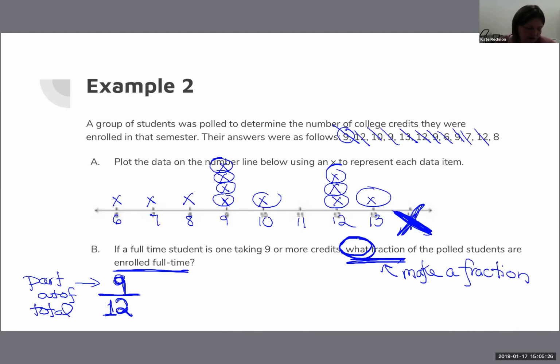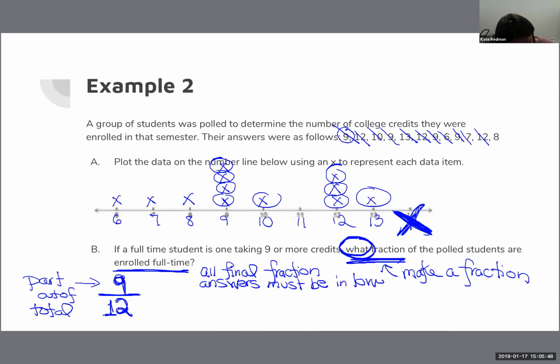Does anybody know what I always must do when I have a fraction answer? All final fraction answers must be reduced to lowest terms. I want you to make sure they're in lowest terms. Now, the good news is, even if you hate fractions, you've never done fractions, and fractions make you want to cry and puke simultaneously, your TI doesn't feel that way about fractions. It loves fractions. You can reduce fractions to lowest terms in your calculator by simply typing in the fraction.